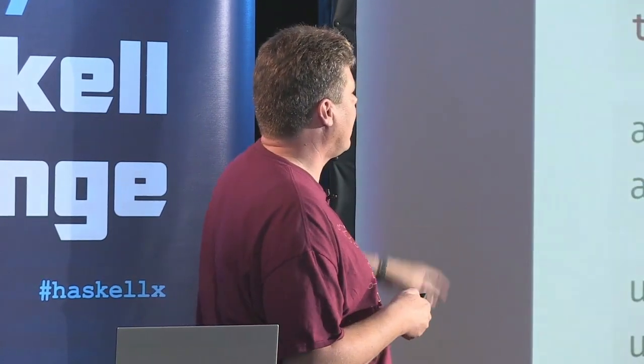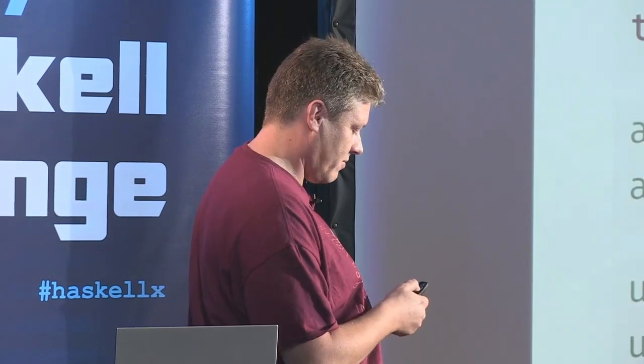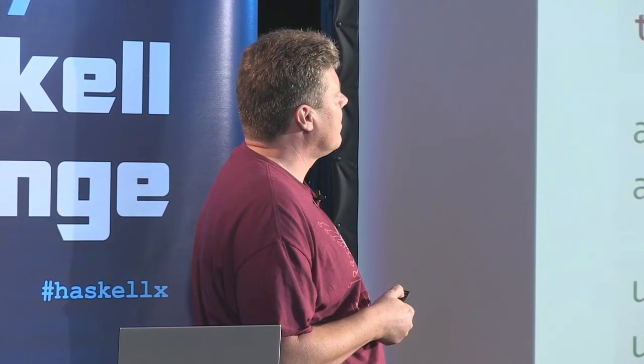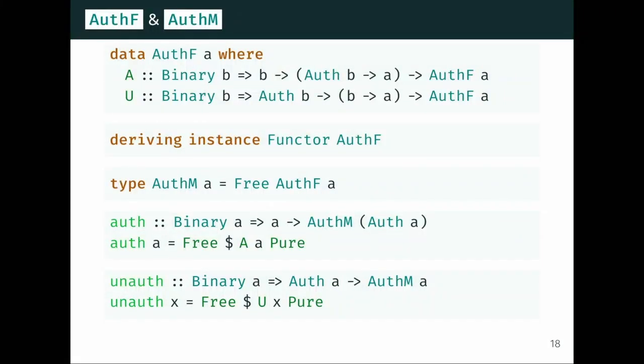So in our case, we want these two operations, auth and unauth. And so I define this helper data type AuthF, for functor. And I have to write it in this continuation passing style so that I can get the functor instance. So given a b, I can apply Auth. The capital A is for auth, the U is for unauth. And given an Auth, I get a b. Okay, so this is just abstract: I want a monad where I have these two operations. And then I just use the free monad machinery.